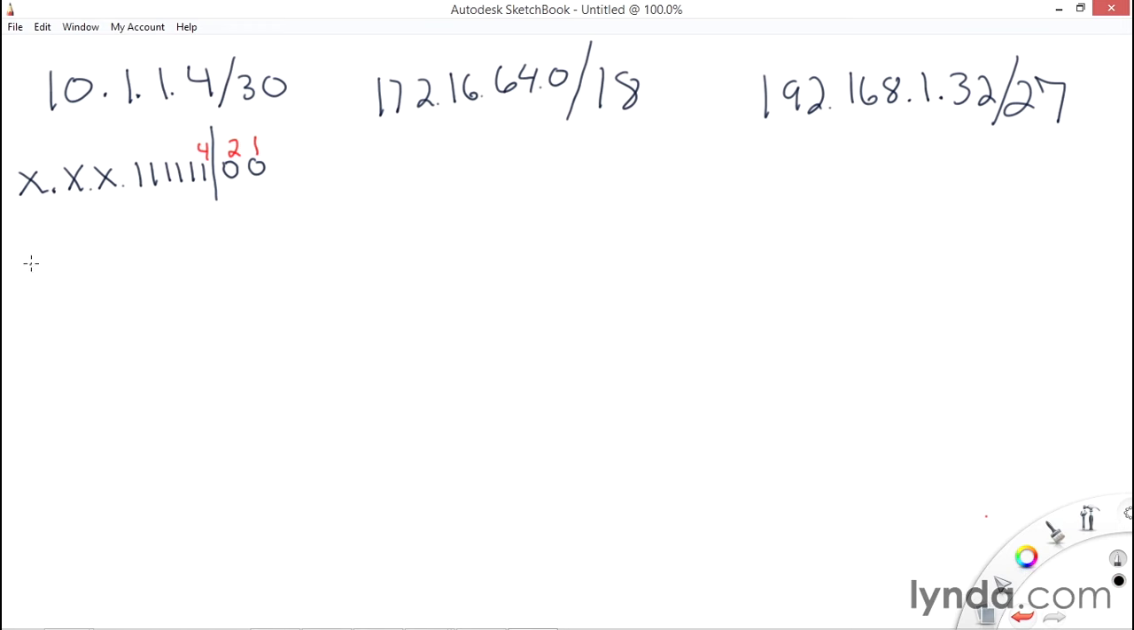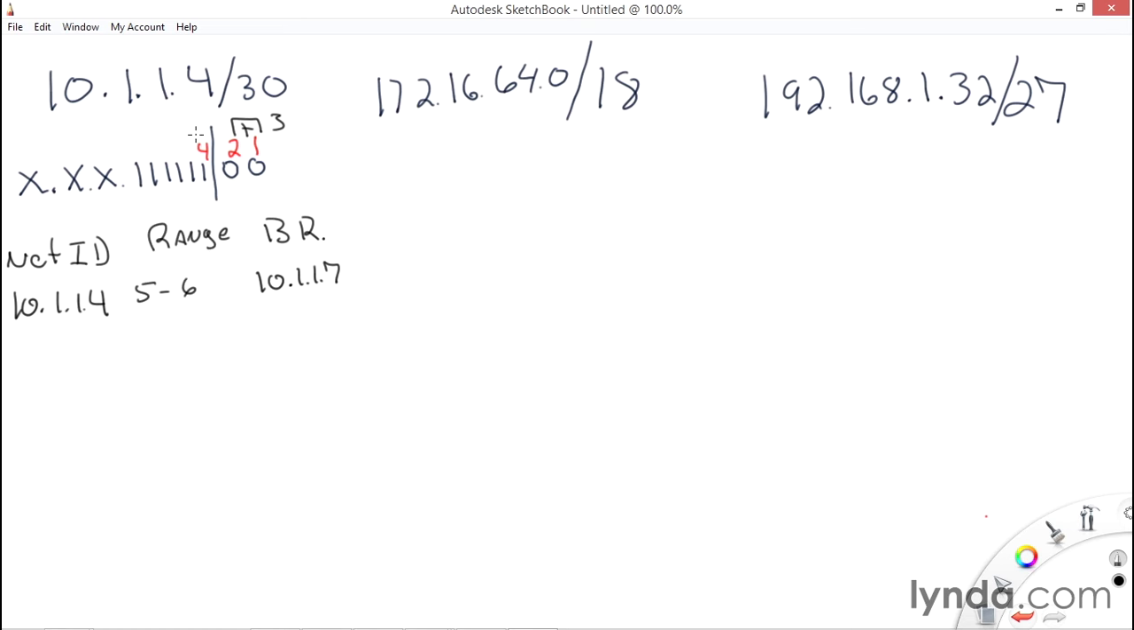That's a network ID. So the network ID is 10.1.1.4. The broadcast, and we just abbreviate it here, just put BR. If you were to add these two numbers together, that gives you 3. So what's 3 plus 4? 7. So that's 10.1.1.7. So the usable range is 5 through 6.